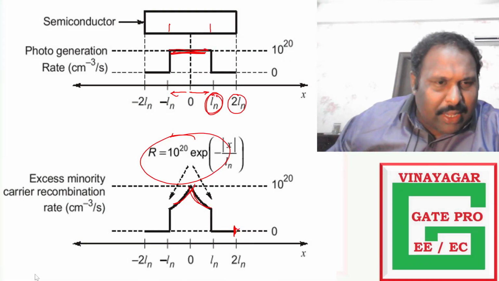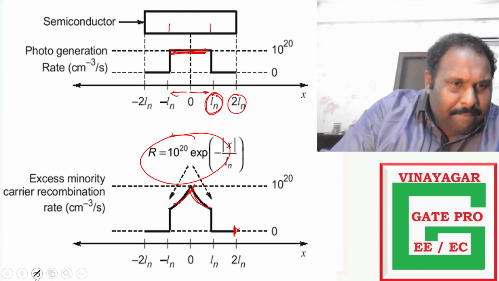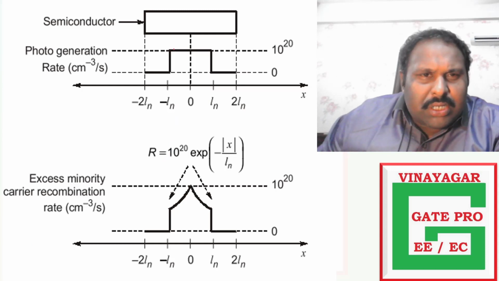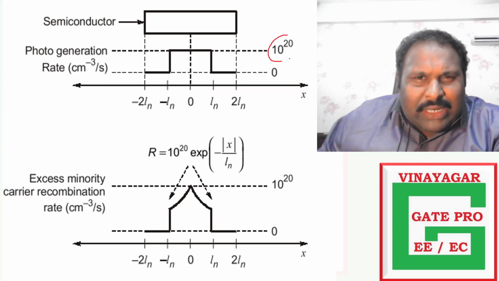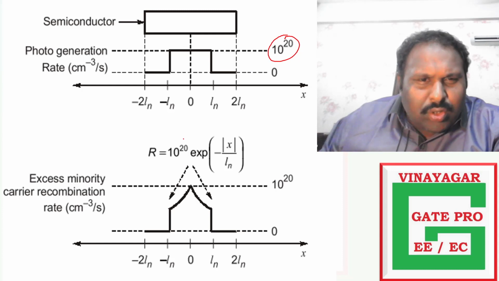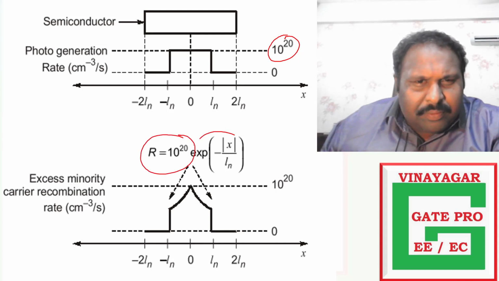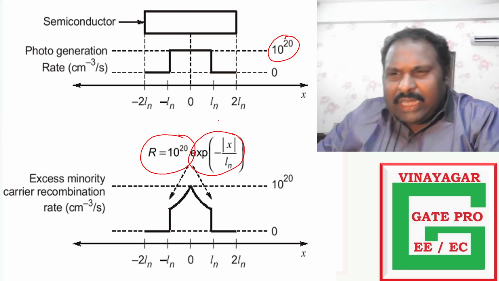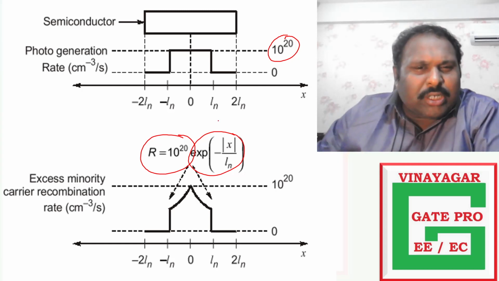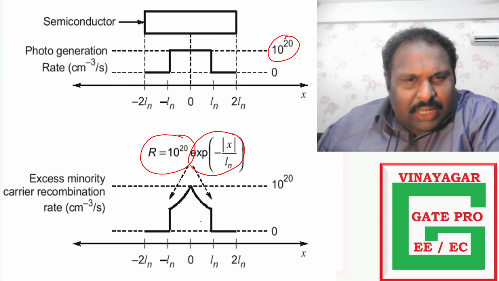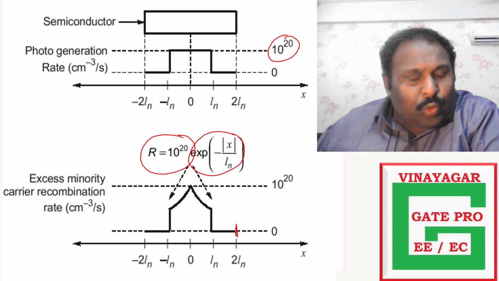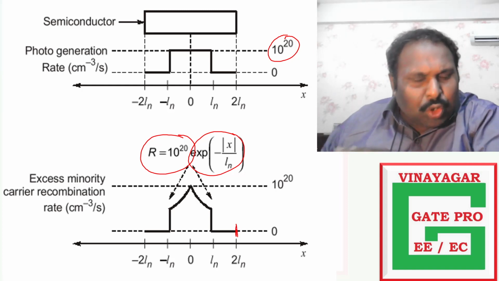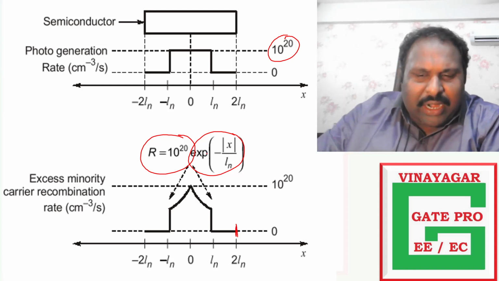If you watch carefully here, what's happening? This constant generation of 10 power 20, because of the exponential recombination, results in a concentration gradient. There is a concentration difference because of the recombination being exponential. They're asking the current density here, where there is no generation, no recombination.